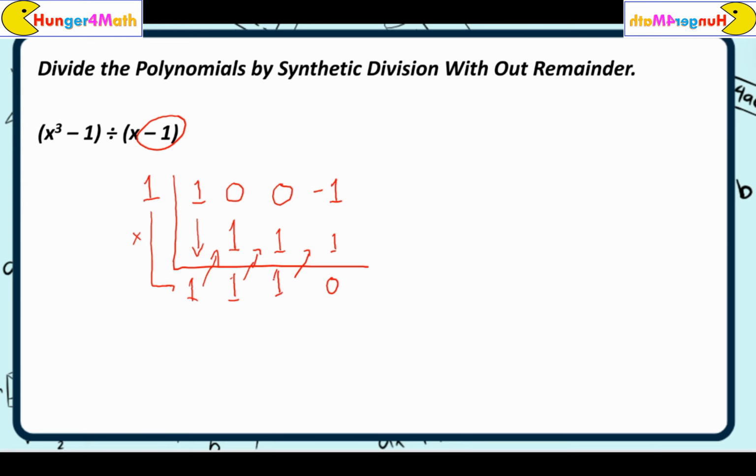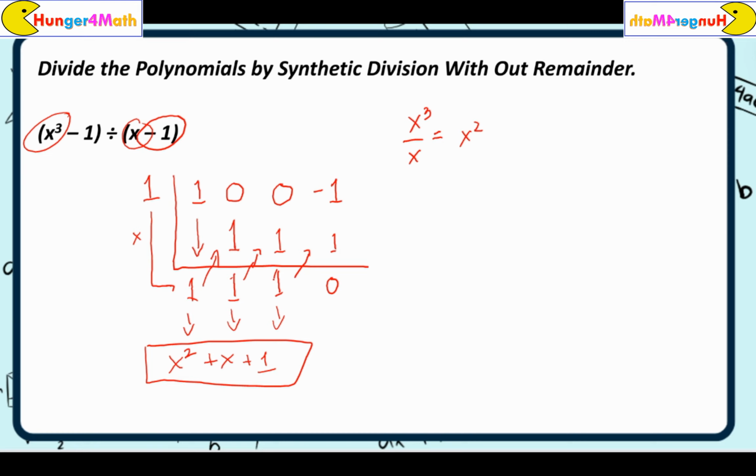Now we're going to rewrite our answer here. So divide x cubed by x. X cubed divided by x is x squared. Or just simply subtract 1 to the highest power of your dividend. So from 1 it will turn into x squared. Then this will turn into plus x. And here will be the constant, plus 1. Remember, our answer should be in descending order. So from x squared, x, then constant. So this is our answer. X squared plus x plus 1.